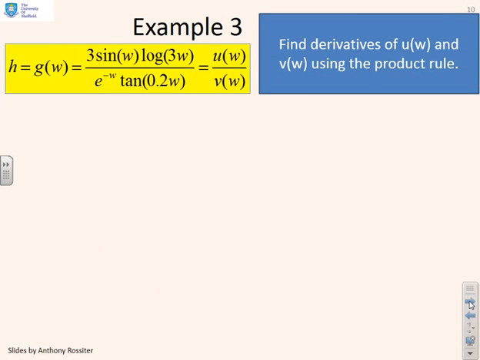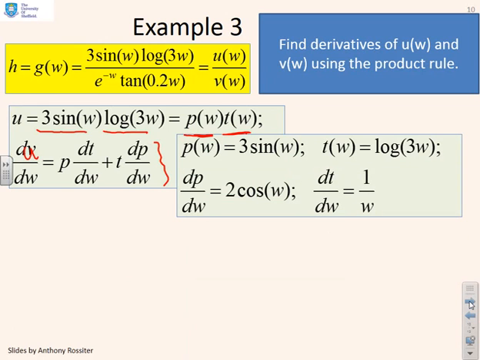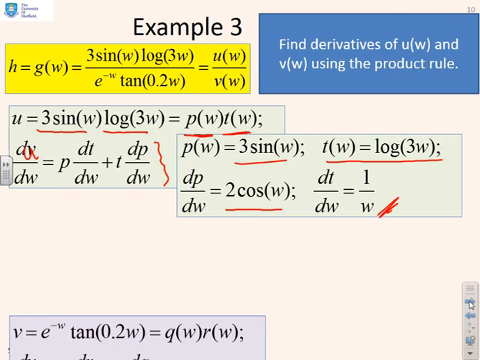So find the derivatives of u and the derivatives of v using the product rule. So u is given by 3 sine w log 3w, and I'll write that as p times t, and there's the product rule. So du/dw equals p dt/dw plus t dp/dw. And I can work out p is 3 sine w, dp/dw is 3 cos w. T is log 3w, dt/dw is 1 over w.